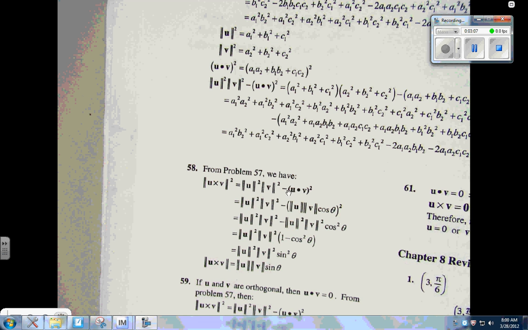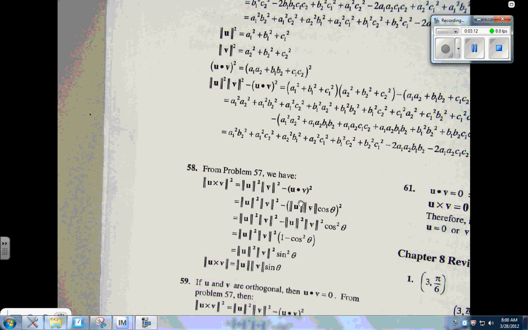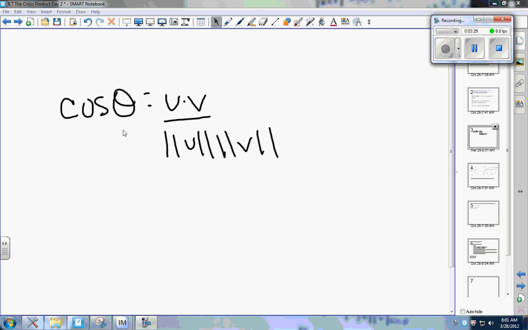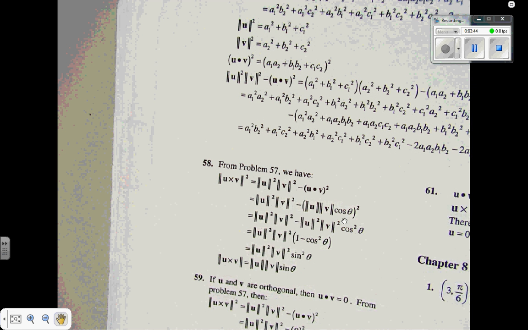Now, they're going to do a substitution here for the dot product. We know that the cosine of an angle is the dot product divided by the magnitudes. So if we solve that equation for the dot product and substitute it in, we get the magnitudes times the cosine. All we did to solve for the dot product was multiply the magnitudes to the other side. They put that substitution in right here, and apply the square to everything: magnitude of u squared, magnitude of v squared, cosine squared.